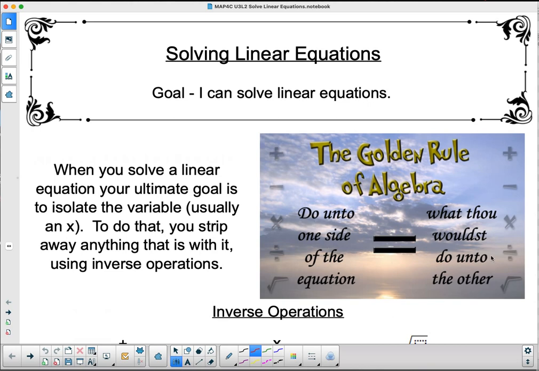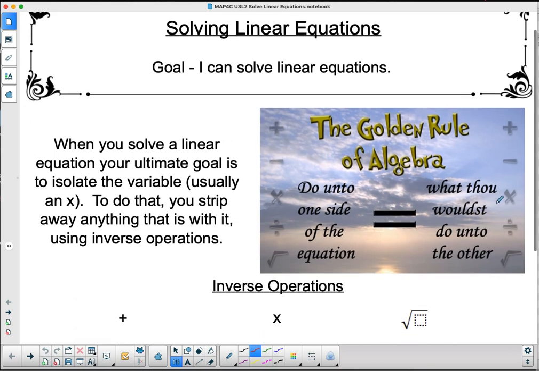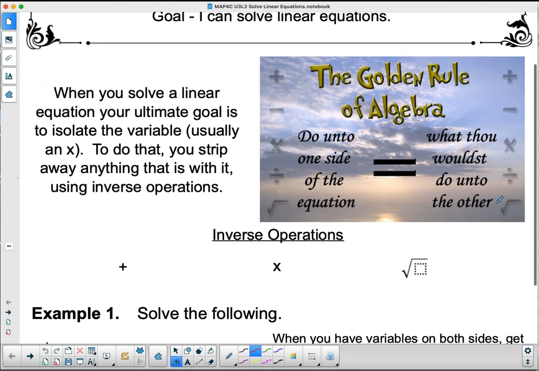Do unto one side of the equation what thou wouldst do unto the other. So always do the same thing on both sides of the equation. Whatever you do to one side, you do the same thing to the other. The first thing I want to talk about is what an inverse operation is. Hopefully this makes sense to you.